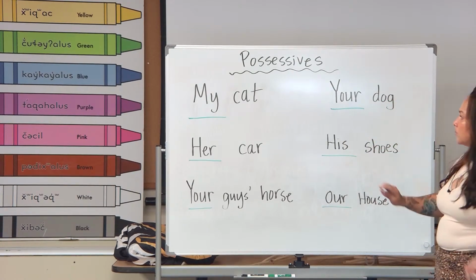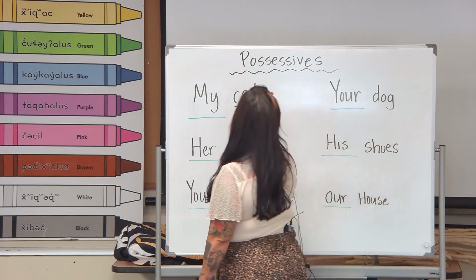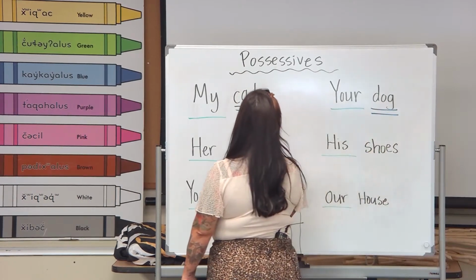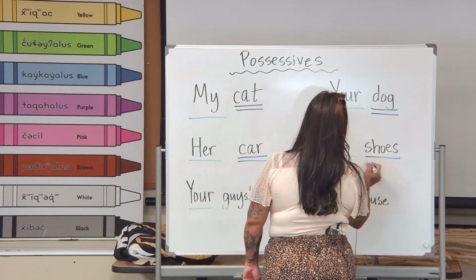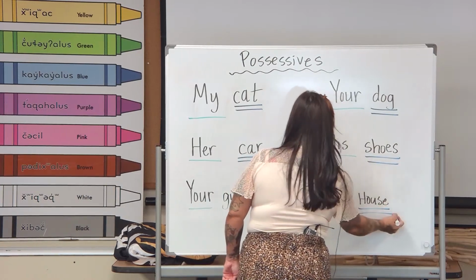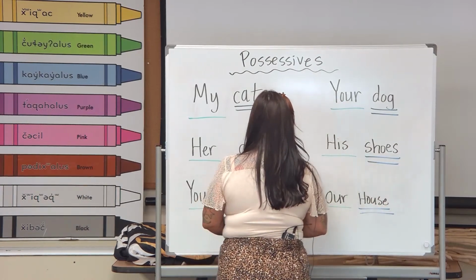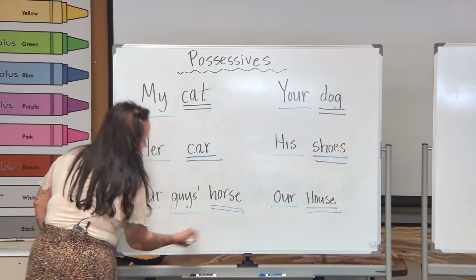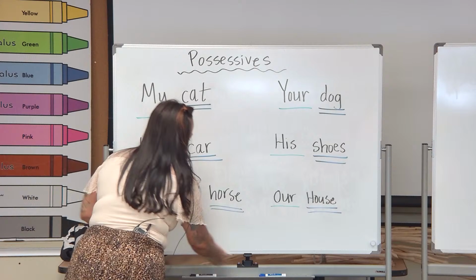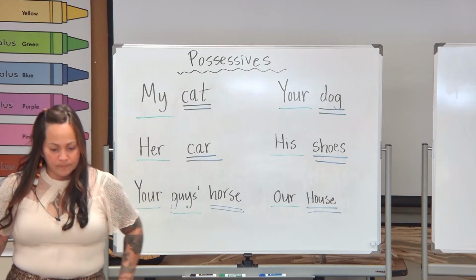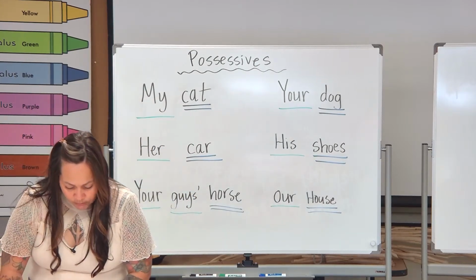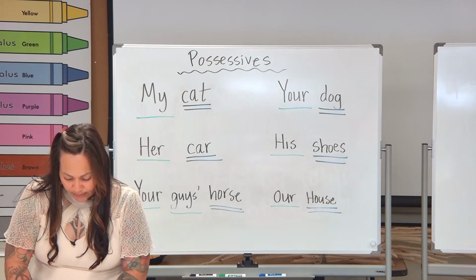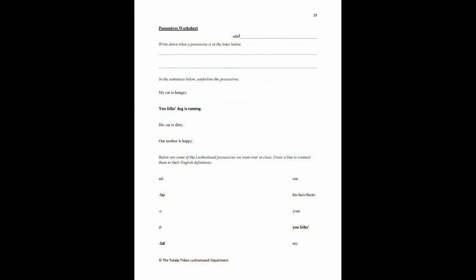And in all of these words, what type of word is being possessed? A noun. Cat, dog, car, shoes, house, horse. Below are some of the Lushootseed possessives. Draw a line to connect them to their English definitions.